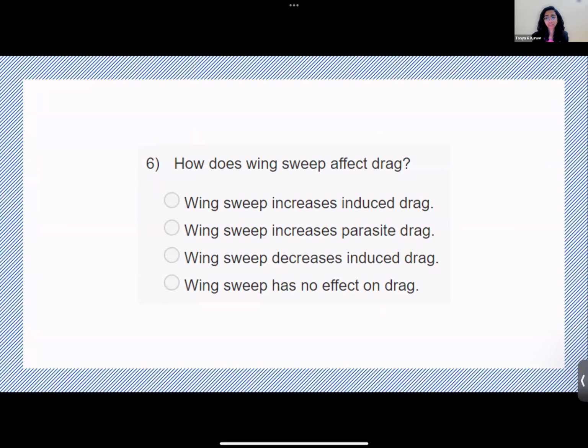Wing sweep, how does it affect drag? Decreases the induced drag, right? Yes, wing sweep decreases the induced drag. How do you try to justify that? So induced drag happens due to the wingtip vortices, right?